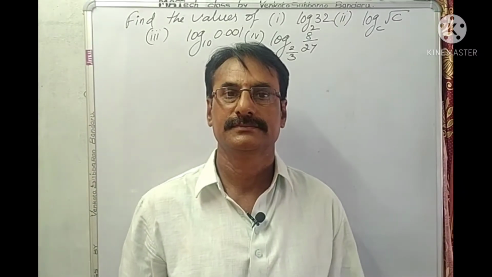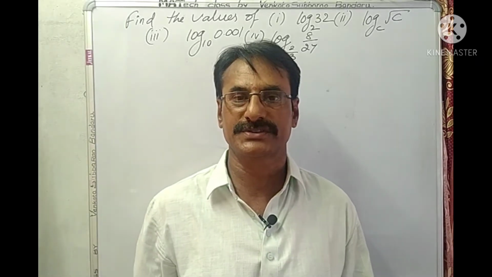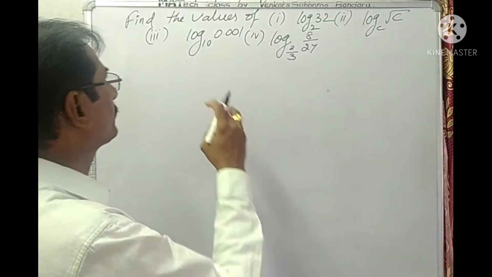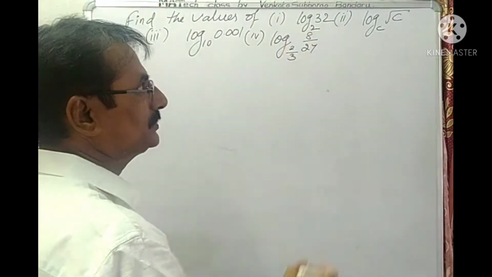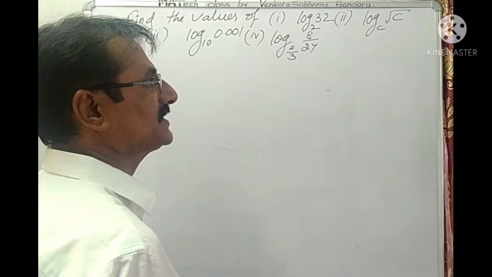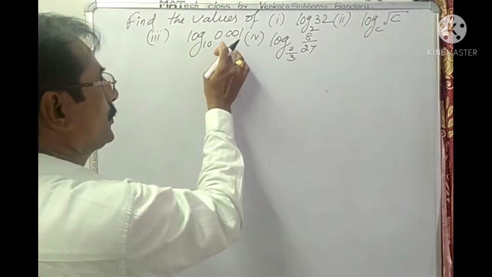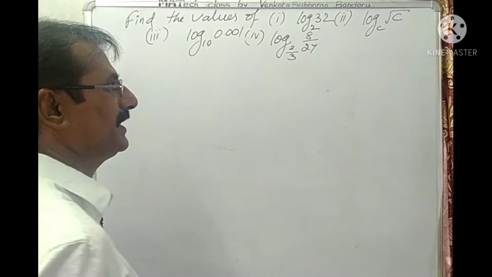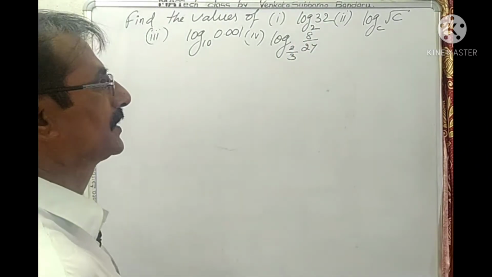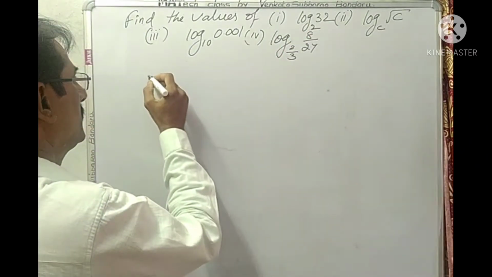Maths class. Today we are going to observe one more sum, that is, find the value of: number 1, log 32 base 2; log square root c base c; log 0.01 base 10; log 8 by 27 base 2 by 3. There are 4 sums. Let's take one by one.